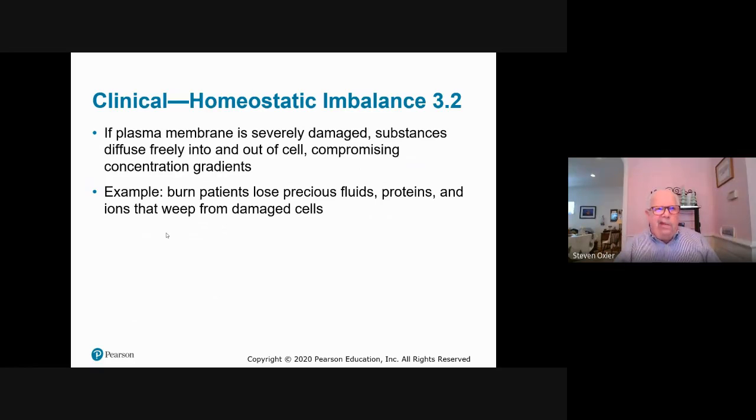If your plasma membrane is severely damaged, substances will just leave the cell and substances will get into the cell. This happens with burn patients. When your epidermis is severely burned, you lose fluid, you lose protein, you lose sodium, you lose potassium, you lose chloride, you become dehydrated, and you can easily die unless the physicians and nurses give you back that fluid and those enzymes and those electrolytes.